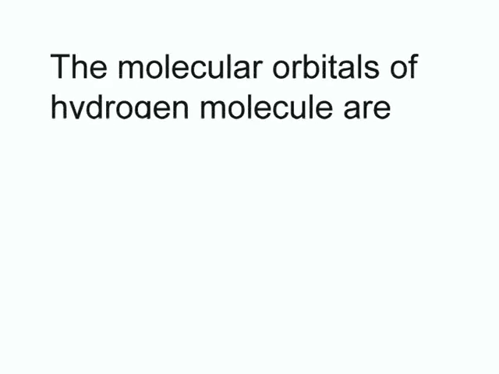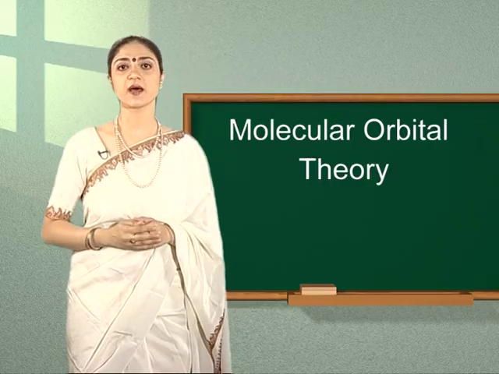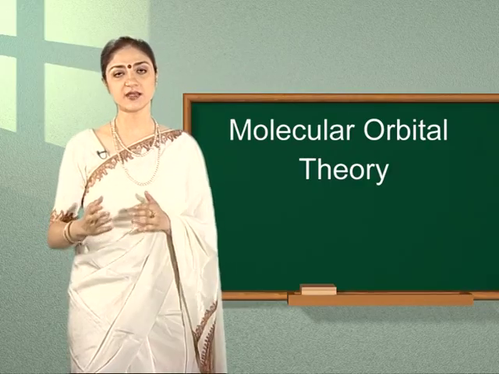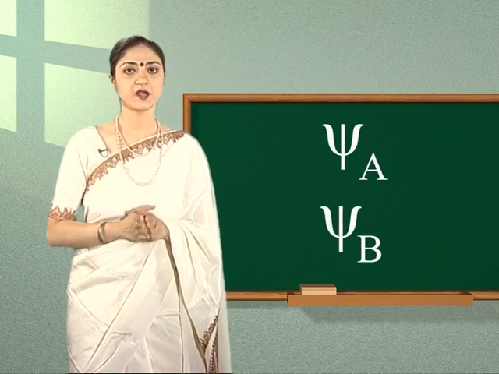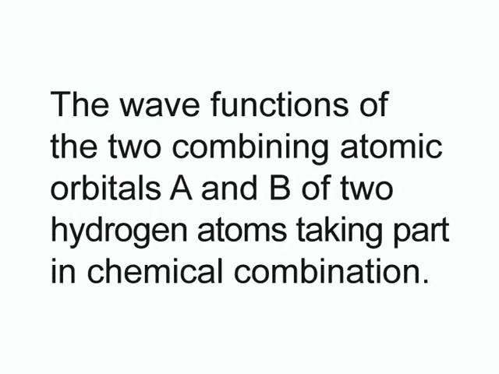Let us take the hydrogen atom as an example. The molecular orbitals of hydrogen molecule are formed by the linear combination of the wave functions of the participating atomic orbitals of hydrogen atoms. They may combine either by addition or by subtraction. Let psi A and psi B represent the wave functions of the two combining atomic orbitals A and B of two hydrogen atoms taking part in chemical combination.